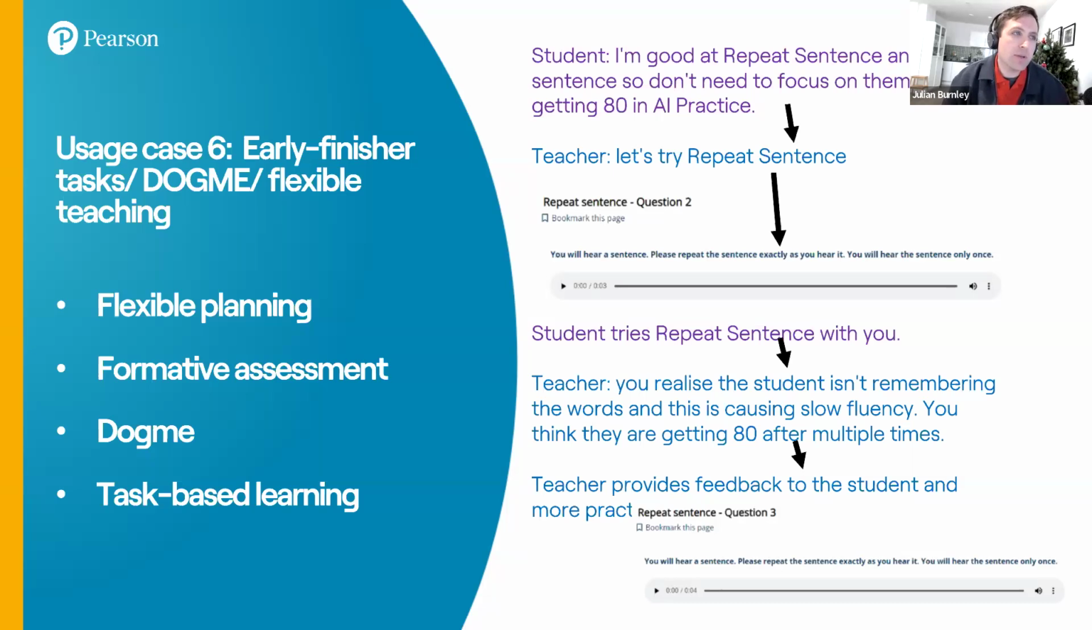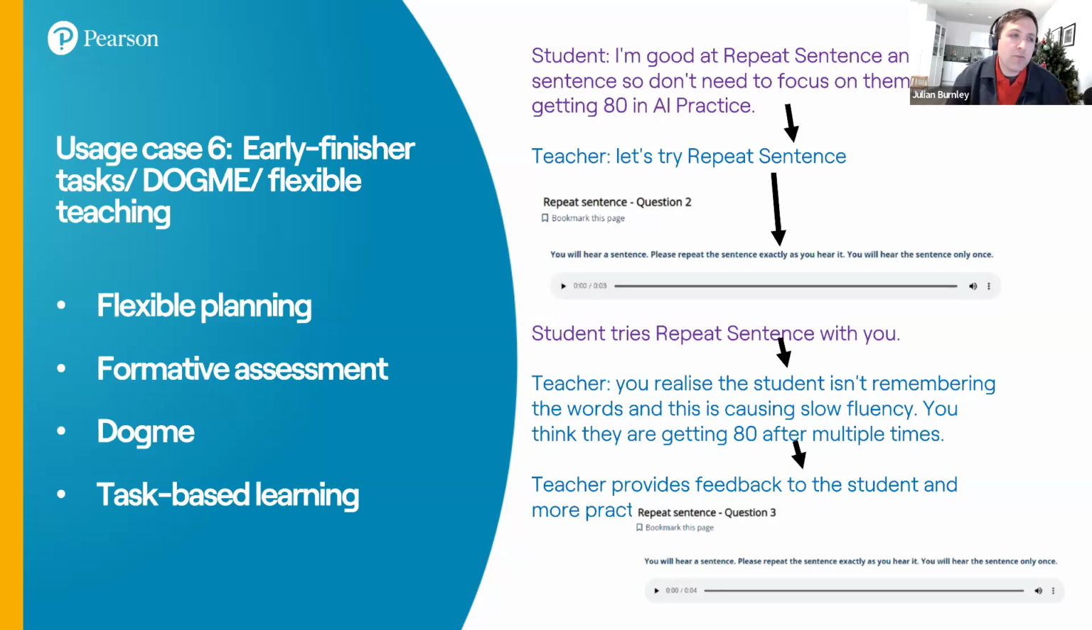So I got Smart Prep up. I showed the repeat sentence. I got them to listen to the repeat sentence, and then the student repeated the repeat sentence, just like a test. And when they did this, I realized that the student had quite slow fluency. The student was hesitating a lot and wasn't remembering all the words either. And when they were struggling to remember some of the words, it caused long pauses.